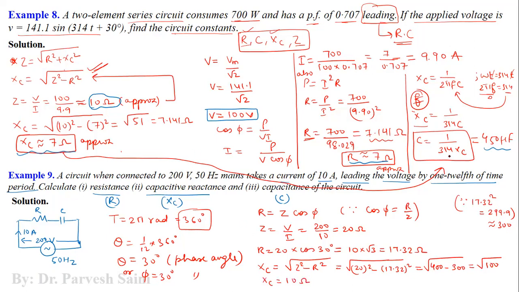Now we can use this concept to find out the value of capacitor. So we have two parameters obtained here, right? One parameter is the resistance. This is the first thing that we have obtained. This is the second thing that we have obtained, and third is the capacitor. Capacitance, sorry. So capacitance is 1 by 314 into 10. So this is almost equal to 318 microfarad. So we have got all the three answers now.